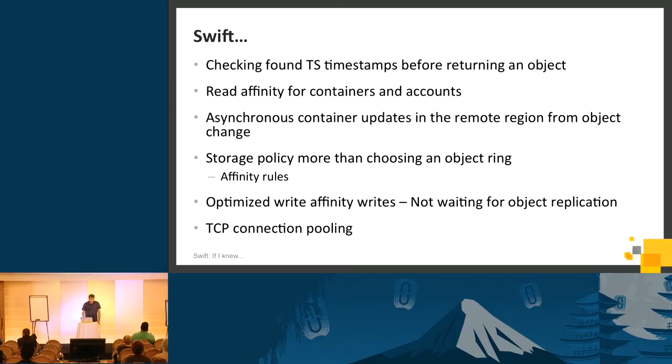Read affinity for accounts and containers. This shouldn't be too hard of a thing to add. And then if we were to have the containers update locally and then asynchronously remote, if we have the read affinity for accounts and containers, at that point you could have fairly quick read-write access locally and have fairly consistent results. And then if the application would fail over to the other data center, there would just be the window for the replication of the account container listing and the objects.